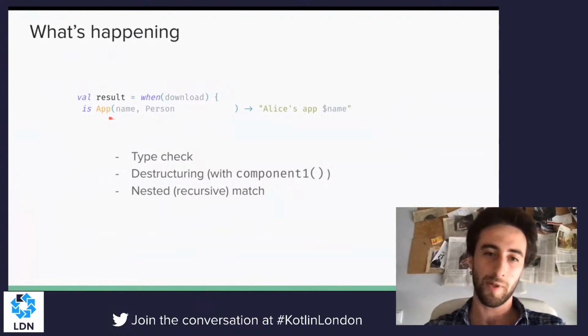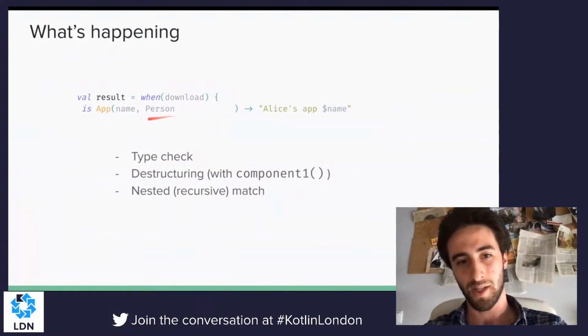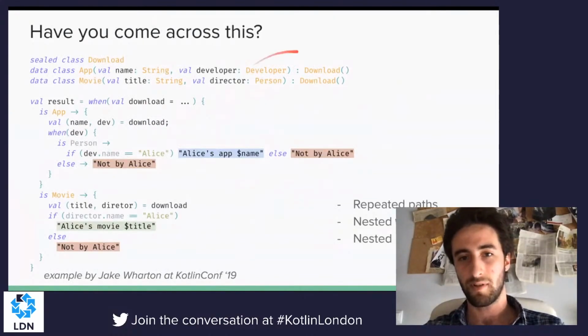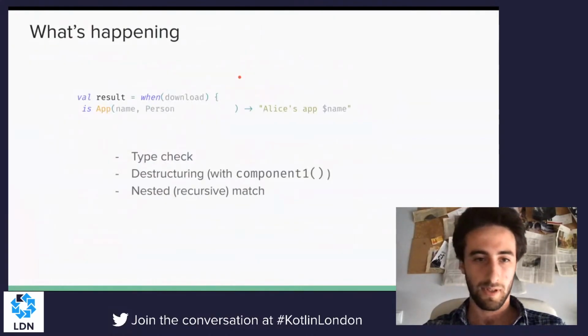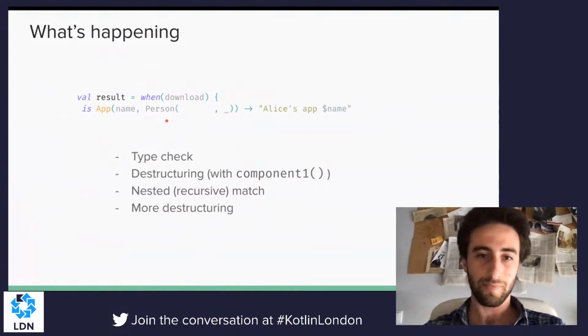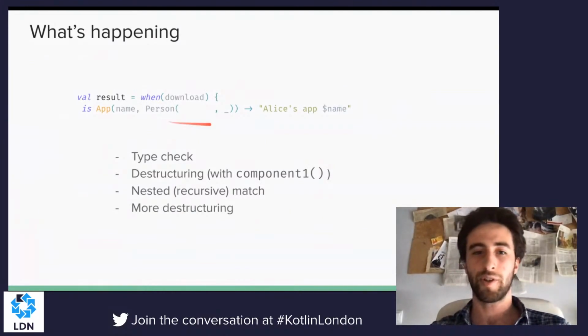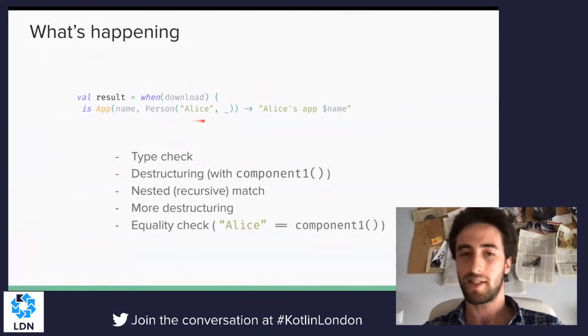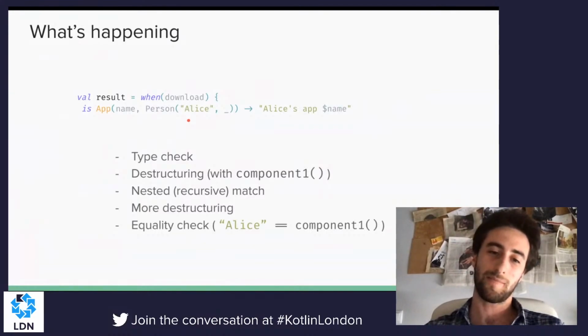The same thing we were doing with our download and the type check of an app, we are doing with download component2 and a type check of a person. So here we are checking the developer. So is our developer a person? Then again, we can carry on destructuring. We don't care about this bit, so we can just use a wildcard. And here, an equality match happens, so not a type check.